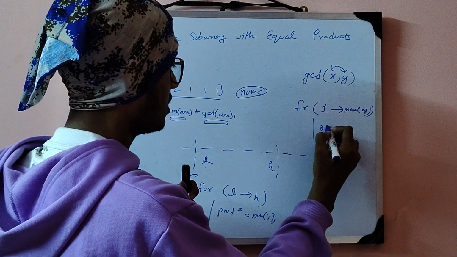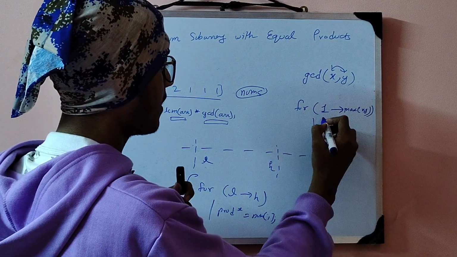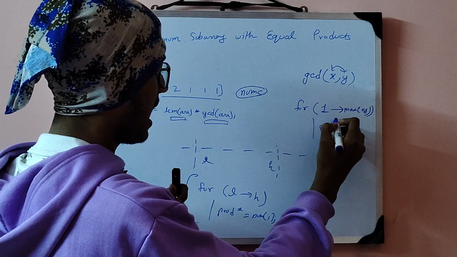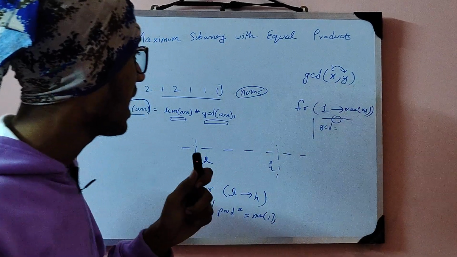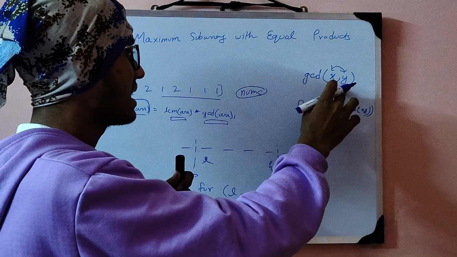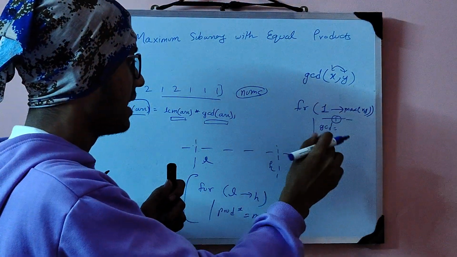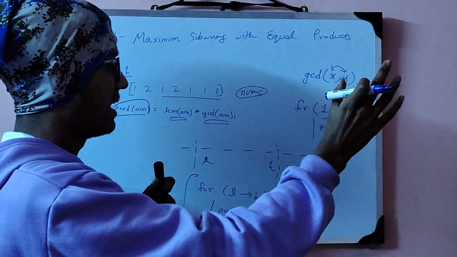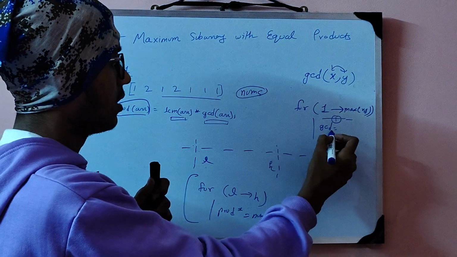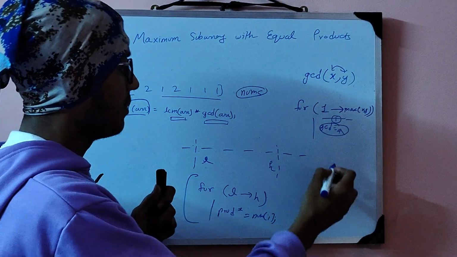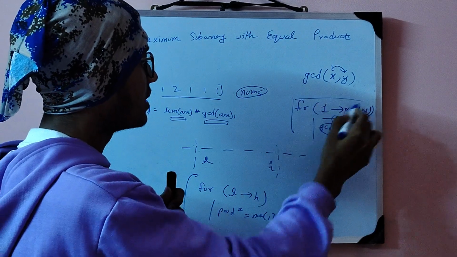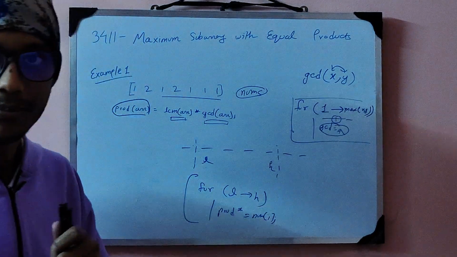and my GCD will be whenever I divide both x and y. Here there should be a condition: whenever I divide both x and y, that will be my GCD. After traversing the whole range, you will get the largest divisor. But it is an iterative method and it would take a lot of time.